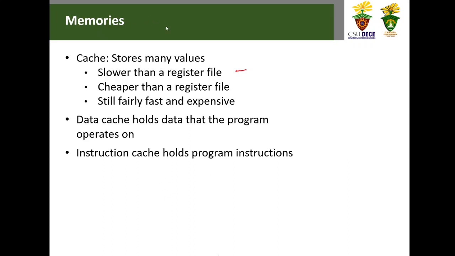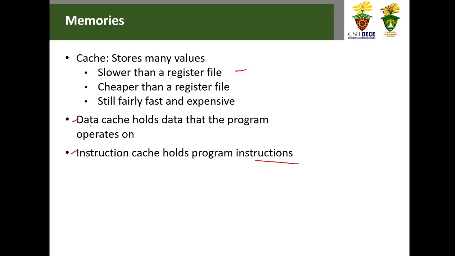So cache can be categorized in two types. First is the data cache and second is the instruction cache. The data cache holds the data on which the program operates. Then we have the instruction cache, and it holds the instructions.